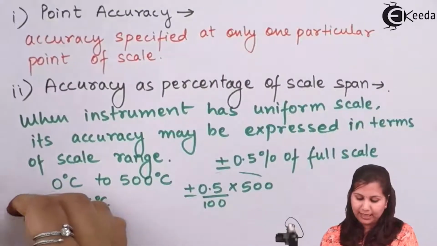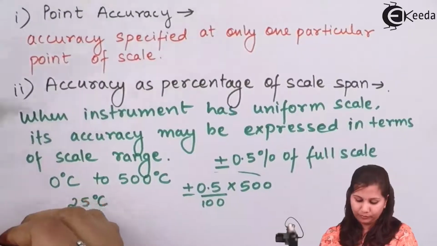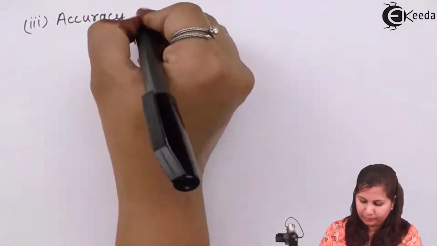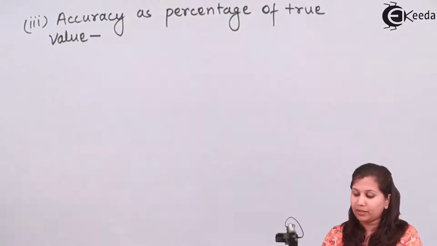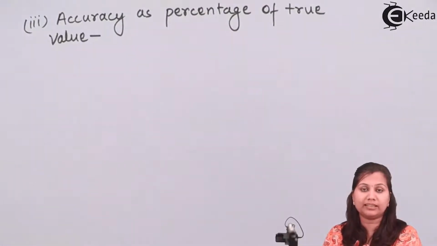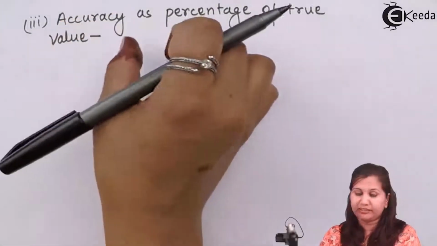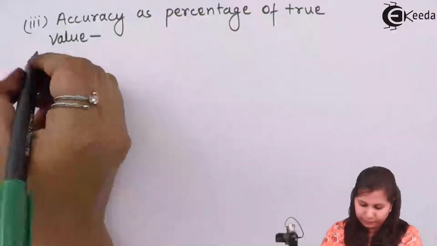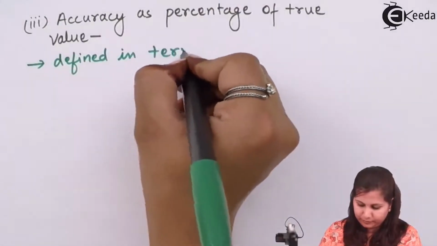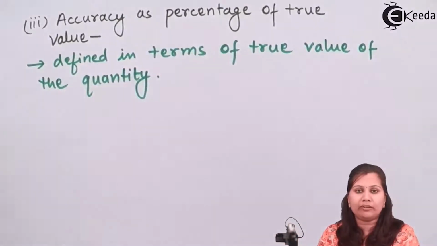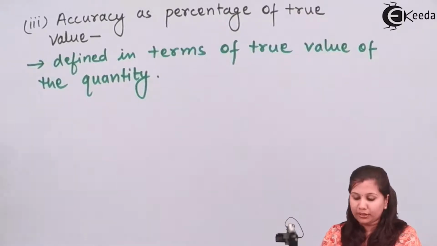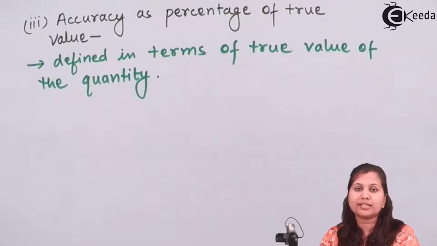Third type of accuracy is accuracy as percentage of the true value. This is the best way to express the accuracy, because the definition of accuracy we studied is closeness to the true value, and here also we define it as the percentage of the true value. So these are the three ways in which accuracy can be expressed. First is point accuracy, second is accuracy as percentage of scale span, and third is accuracy as percentage of the true value. So that was the first static characteristic that we studied, which is accuracy.